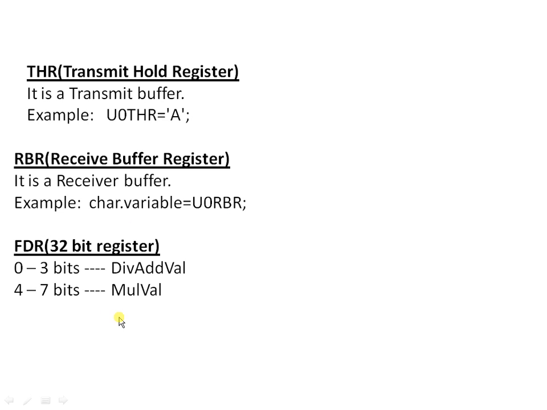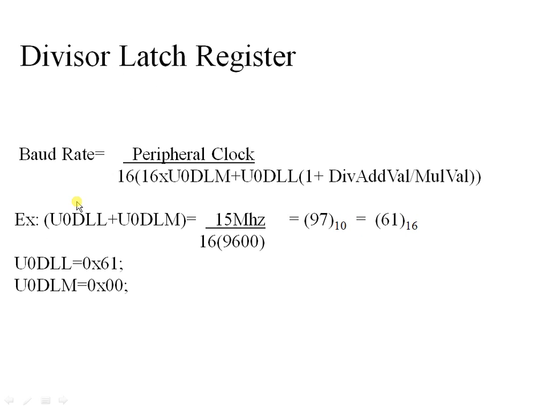Then you have the FDR register, which is nothing but the fractional divider register. It's a 32-bit register, and out of these 32 bits, we'll be using only 8 bits in case of LPC2148. The first 4 bits are for DIVADDVAL, and the next 4 bits are for MULVAL. If you program these bits with possible values, then you'll get the accurate baud rate. See, in the previous case, we assumed the divide val as well as mul val to be 0, and we calculated a value into DLL and DLM for 9600 baud rate.